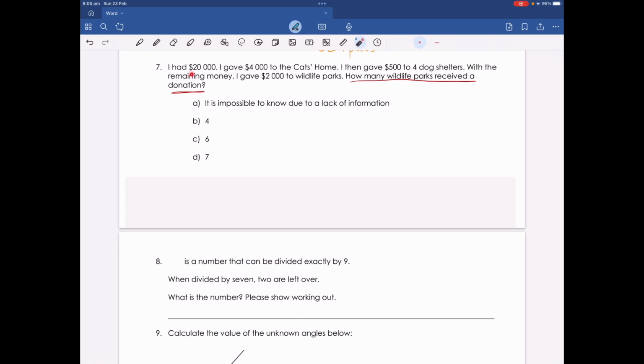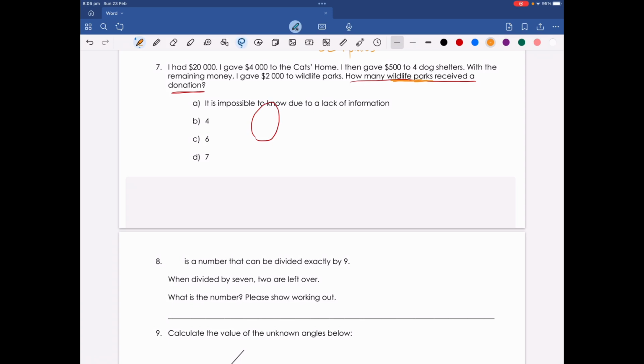Now, I had $20,000. Okay, I gave $4,000 to the cat's home. I then gave $500 to 4 dog shelters. With the remaining money, I gave $2,000 to wild parks. How many wildlife parks received a donation? All right. So let's see, we know the key information is wildlife parks. How many wildlife parks? That's what we want to know.